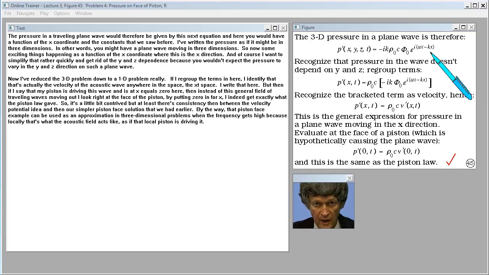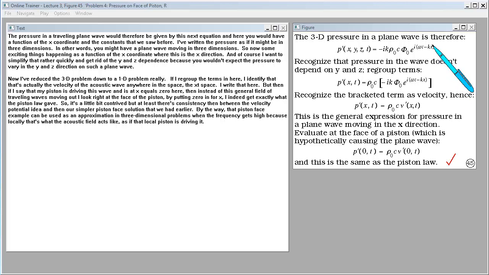The pressure in a traveling plane wave would therefore be given by this next equation. And here you would have a function of the x-coordinate and the constants that we saw before. I've written the pressure as if it might be in three dimensions. In other words, you might have a plane wave moving in three dimensions. So you're only exciting things happening as a function of the x-coordinate, where this is the x-direction.